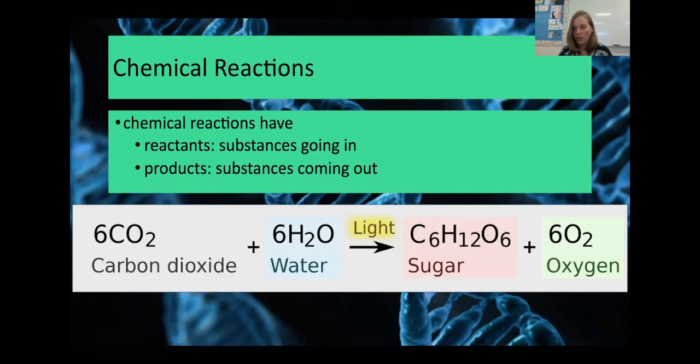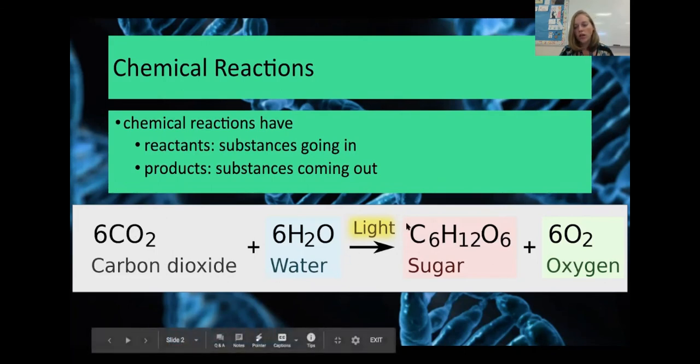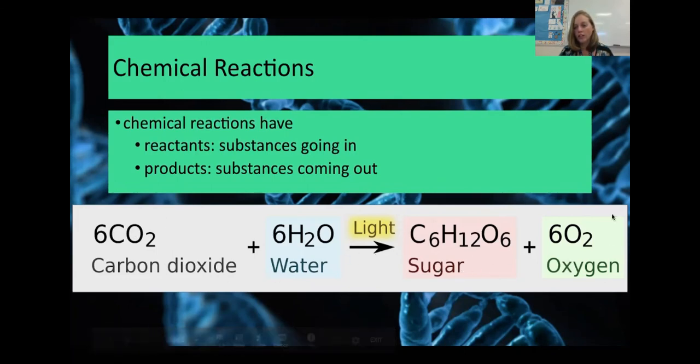If you need more time, then you can pause the video. But hopefully you found that the reactants are over here on the left side of this arrow, and that would be the carbon dioxide and the water. You will also notice that the products are on the right side of the reaction, and that's going to be your sugar and your oxygen.